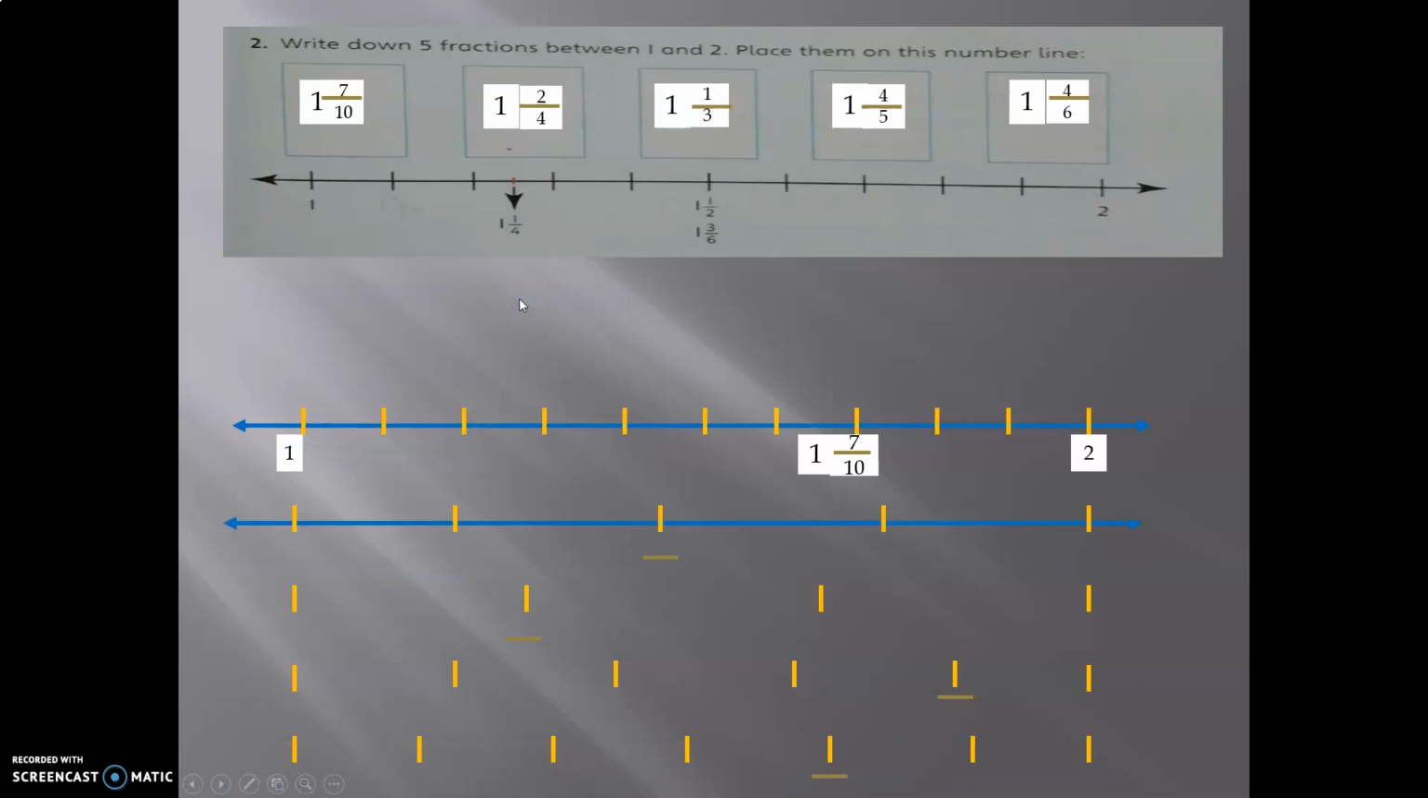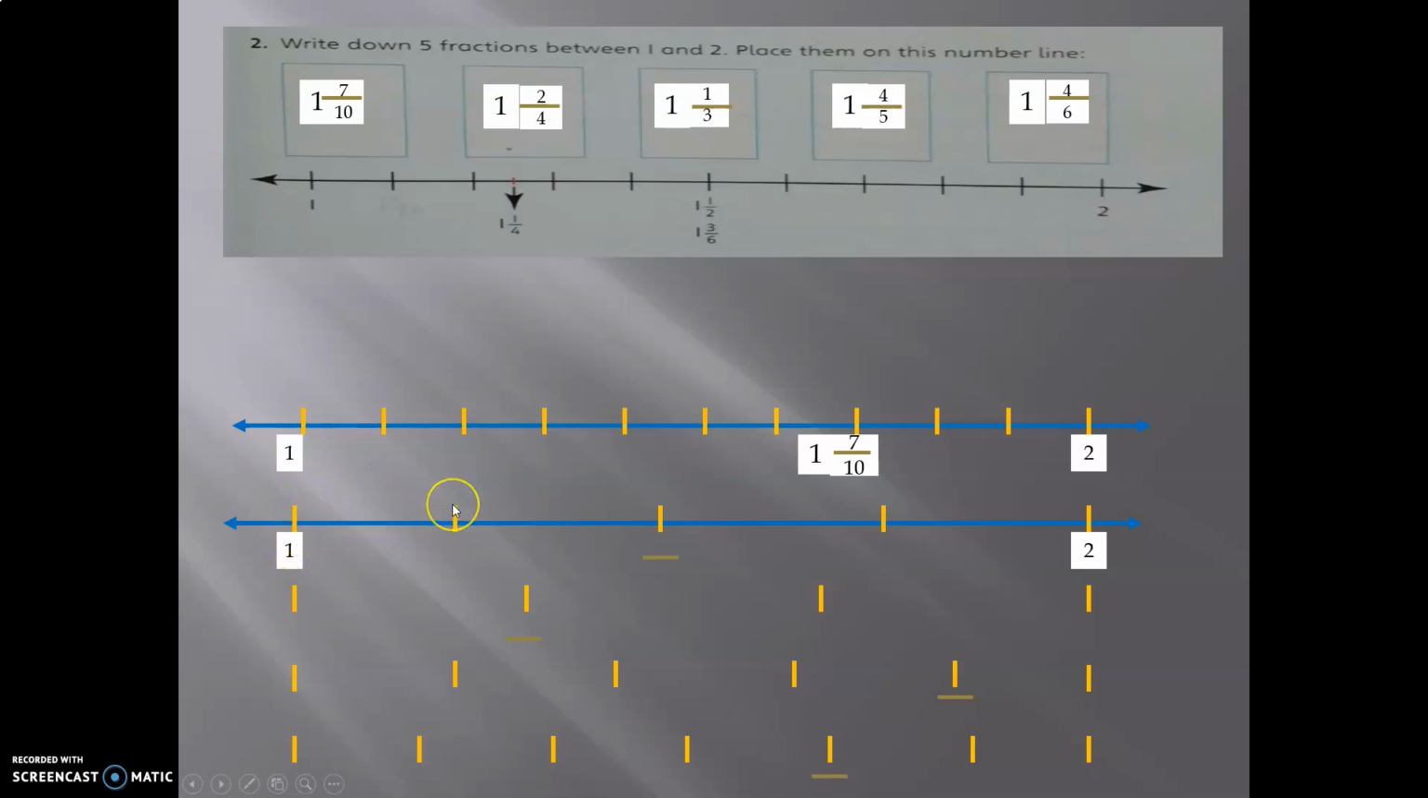My number line is still between 1 and 2, but in this case, I need to cut my number line into how many equal parts? 4. Yes, 4 equal parts. And I need to move how many parts out of these 4 equal parts? 2 equal parts. So here is 1.